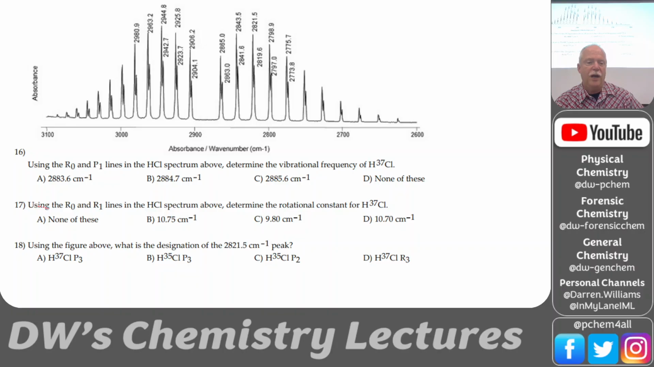Let's start left to right. R0 and R1, do you know how to find those? You do? Okay. Which side are they on? R's are on this bigger side, the higher wave number side. So this has to be the R branch, and this is the P branch. This is a diatomic molecule, so no Q branch. Okay. So there's no Q.